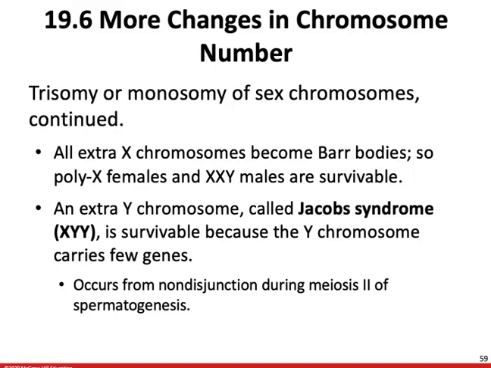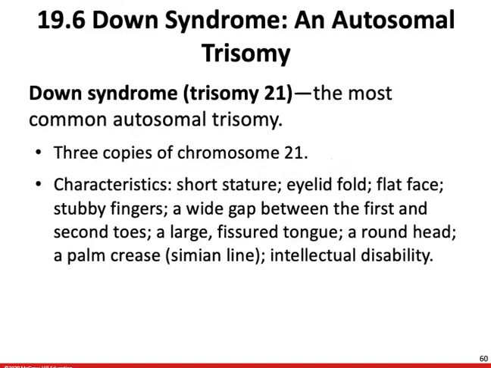This could occur from the nondisjunction during meiosis II of spermatogenesis. In the examples we gave, we only showed nondisjunction occurring during oogenesis, but it can occur during spermatogenesis just like it would during oogenesis. As we mentioned previously, Down syndrome, trisomy 21, is the most common autosomal trisomy. It's really the only one that can survive. This is when we have 3 copies of chromosome 21. Women over 40 are more likely to undergo that nondisjunction and are more likely to see 3 copies of that chromosome 21.